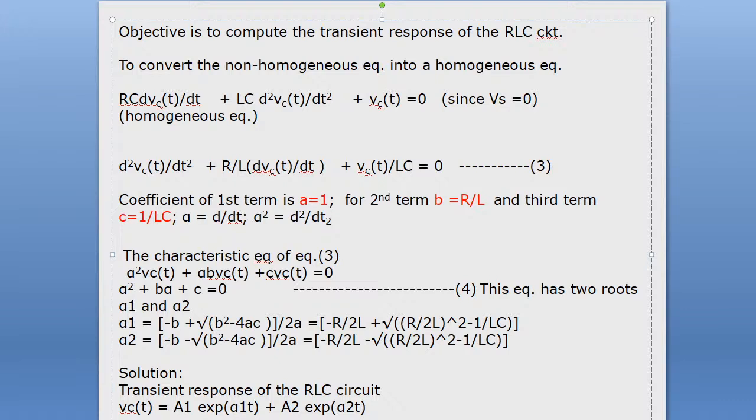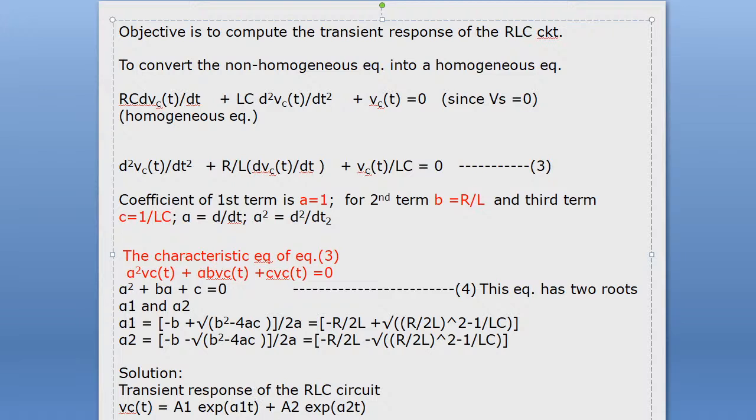To compute the roots of this equation, we consider its characteristic equation. The characteristic equation of equation 3 is like that. Let me mark it with red color. After getting the characteristic equation, we can easily compute its roots by using the simple formula minus b plus or minus square root of b square minus 4ac, all over 2a. Finally we obtain the transient response of the RLC circuit.